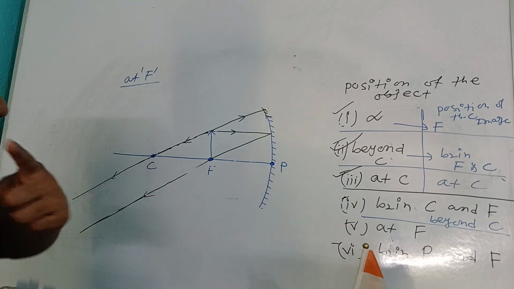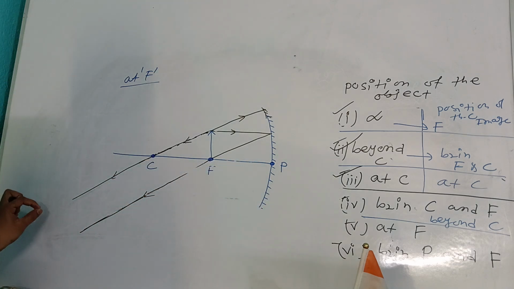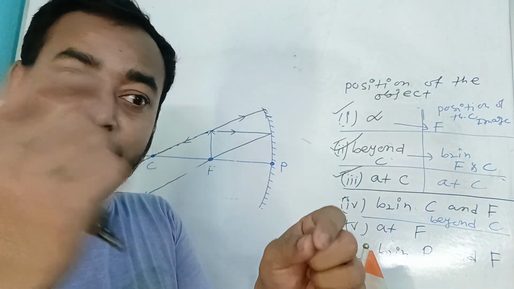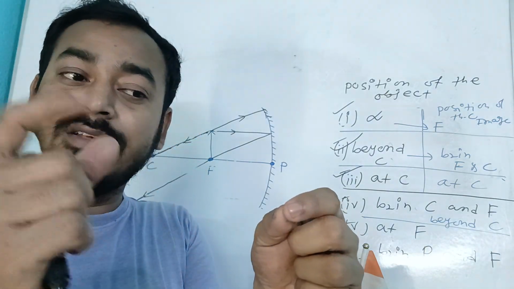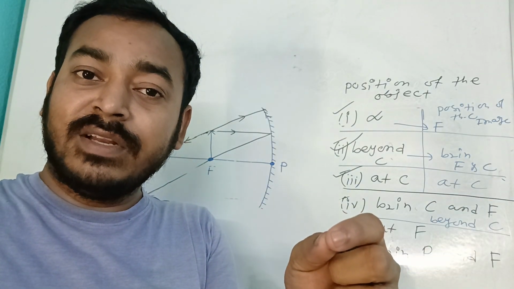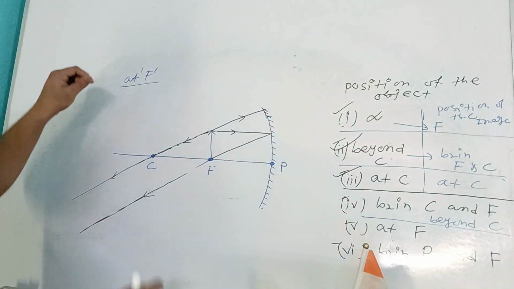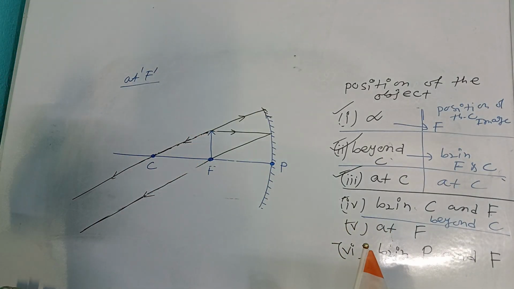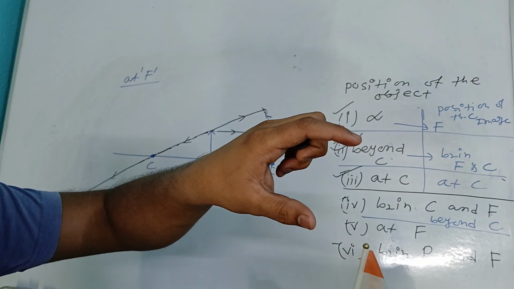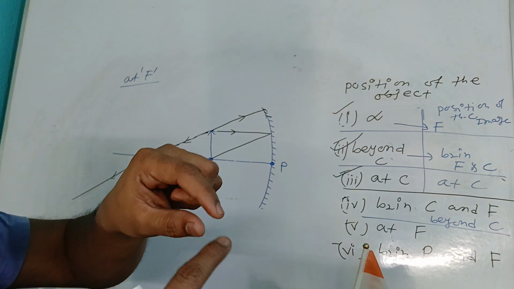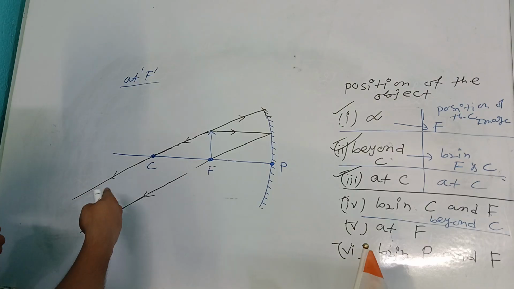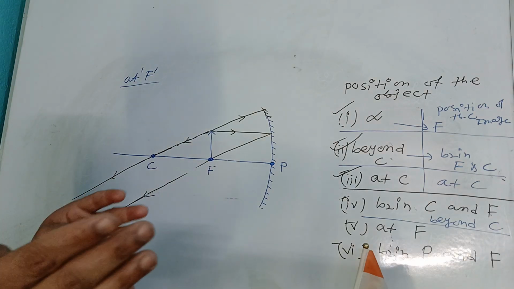So when the object is at F, the rays will meet at infinity, because when the rays are coming from infinity, they are meeting at focus. The opposite way, if I diverge this, when it is going from F, they will reach at infinity. See, when the rays are coming from infinity, they are parallel, and they are meeting after the reflection at focus. And when the object is at focus, we get parallel rays, so the parallel rays will meet at infinity.